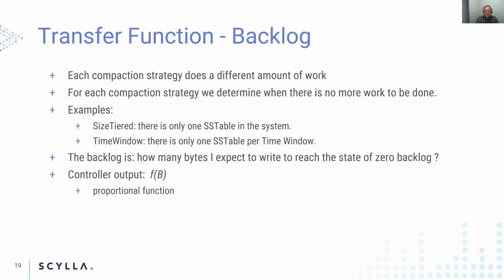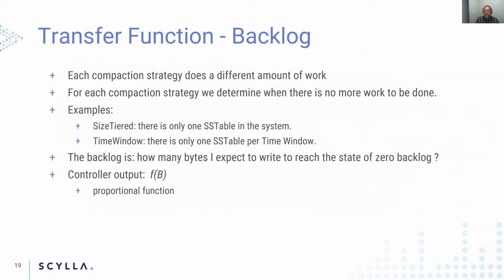The first thing that we need to keep in mind is that there are many compaction strategies, and each of those compaction strategies will have a different transfer function. We'll focus today on the size tiered compaction strategy just because it's widely used and relatively easy to understand. The reason that different compaction strategies have different transfer functions is that the transfer function that we chose to use in Scylla has to measure something that we call the backlog.